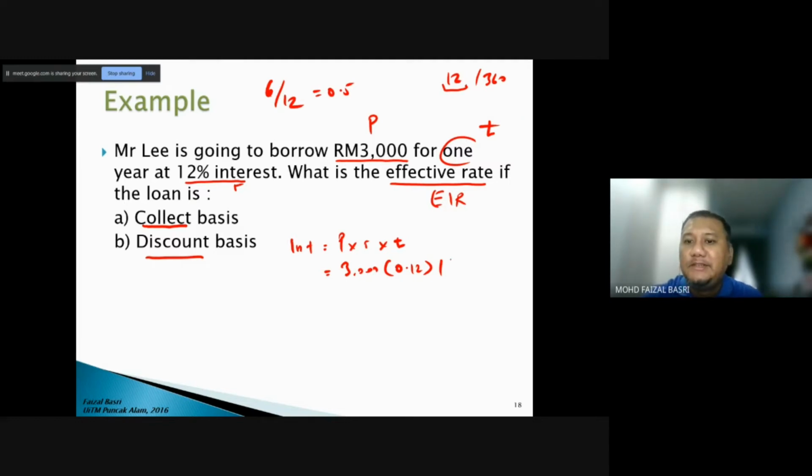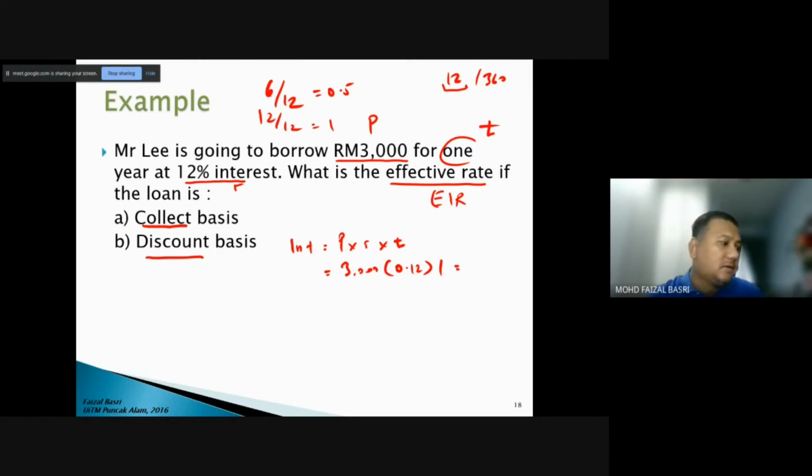So you're going to put here 6 over 12 if it's 6 months. Never put 6 to represent 6 months, because if you put 6 here, it actually represents 6 years. You multiply 6 times. So recap, whenever the term is less than 1 year, whatever the months, you divide by 12. It must be divided by 12. But in this case, it's 1 year, so it's 1, or 12 over 12. 12 divided by 12, 1, right?